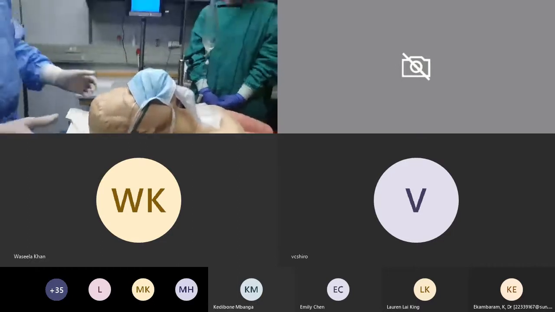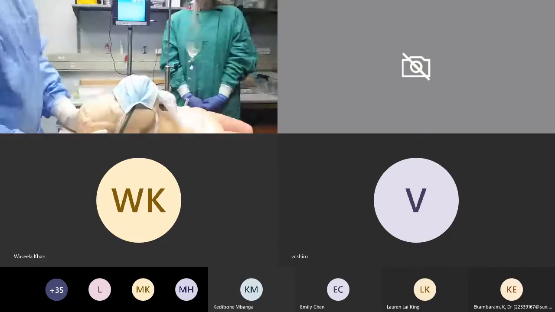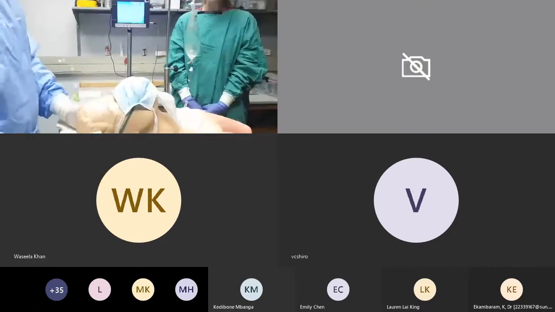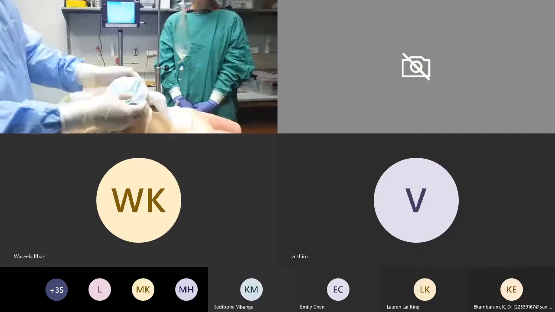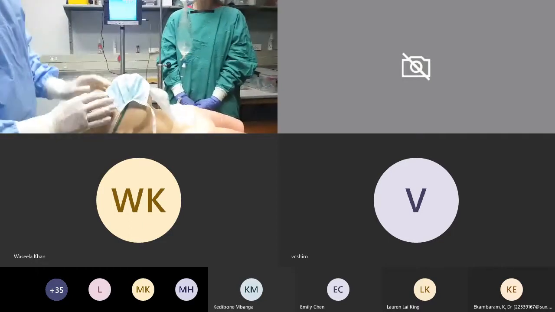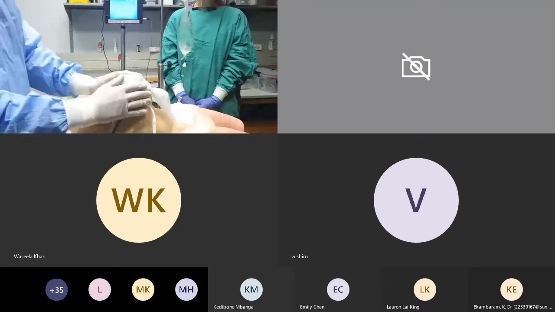Okay, Almin, are you ready? I am ready now. Excellent. Okay. I've got this patient on a non-rebreather face mask and nasal prongs, and I've got a surgical mask on.